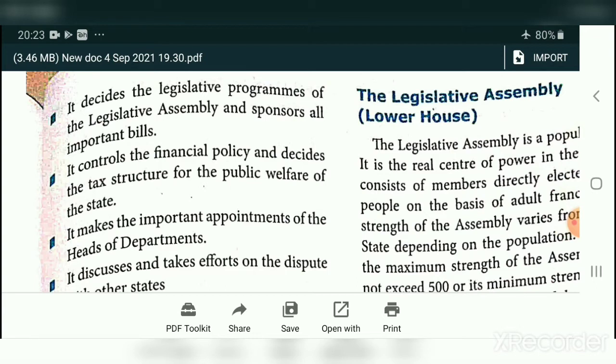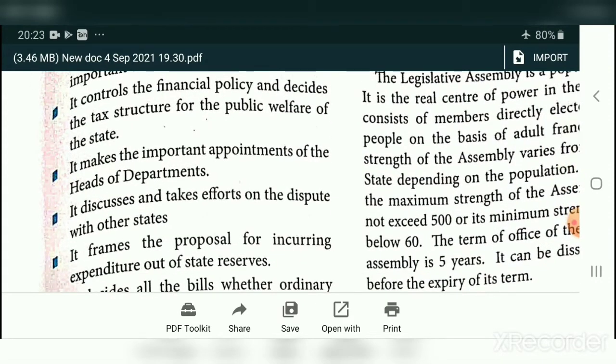It controls the financial policies and decides the tax structures for the public welfare of the state. It makes the important appointment of the head of the department. The Council of Ministers makes important appointments for the head of the department. It discusses and takes effort on disputes with other states.